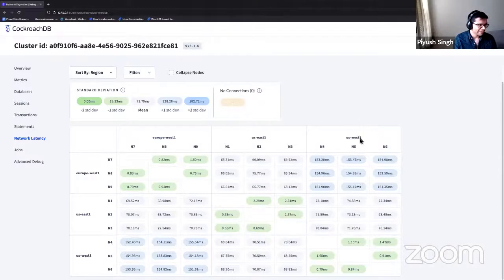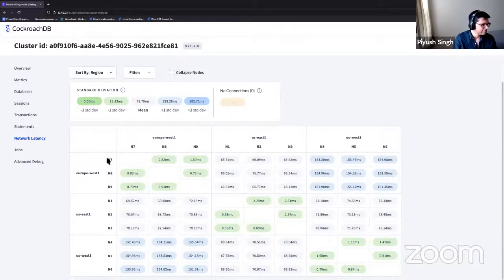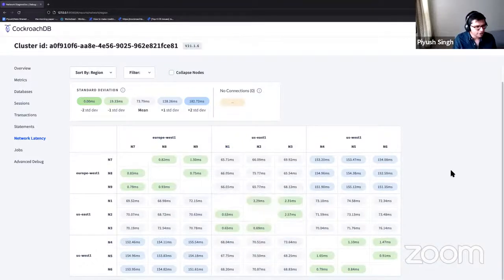Now I have my localities already defined, so this is again Cockroach demo, so it does it all for you. So I've got Europe and US East and US West, but just by the color coding of this table, I can at a glance, even if I didn't have those labels, tell which nodes are close to each other. Blue is slow, so I can tell these nodes are close to each other, but they're far from say nodes 7, 8, and 9, right? Versus green is fast. So obviously, nodes 1, 2, and 3 can all talk to each other very quickly because they're in the same region.